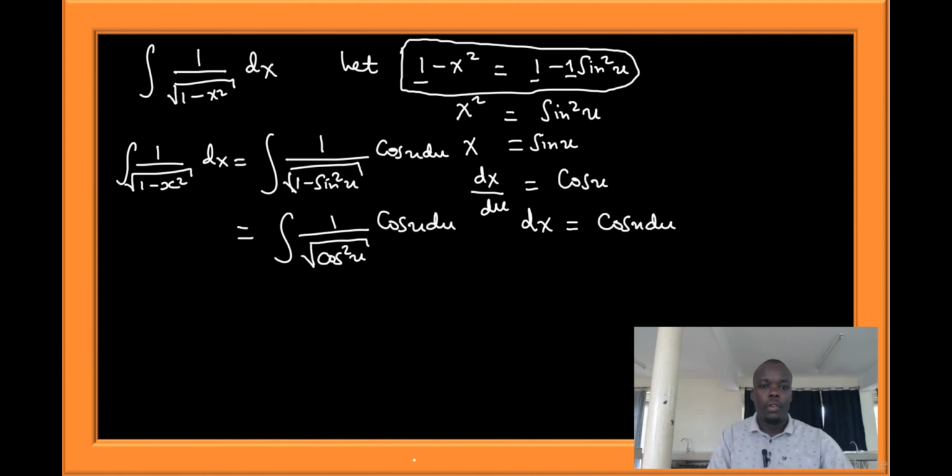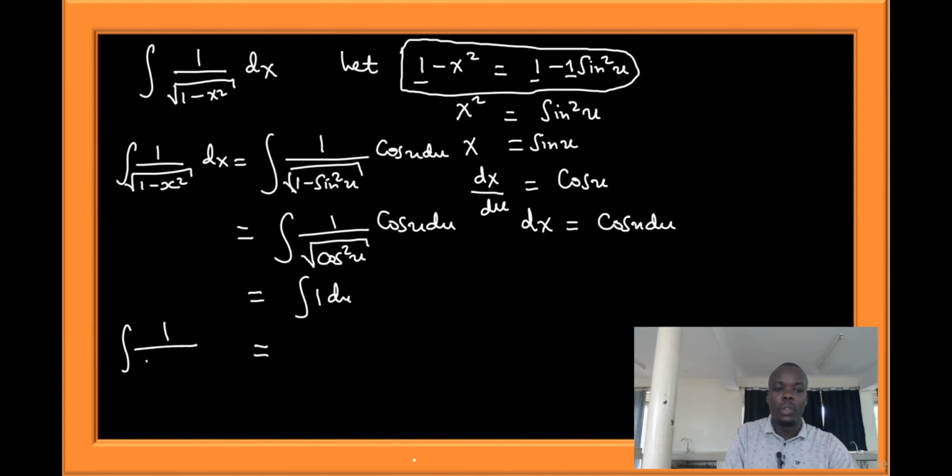Then we realize that the square root of cos squared of u is the same as cos of u, which will cancel out with cos of u. At the end of the day, we shall have the integral of 1 with respect to u, and when you integrate this, you get u. If you get u, you need to remember, to be very clear, that our integral is in terms of x.